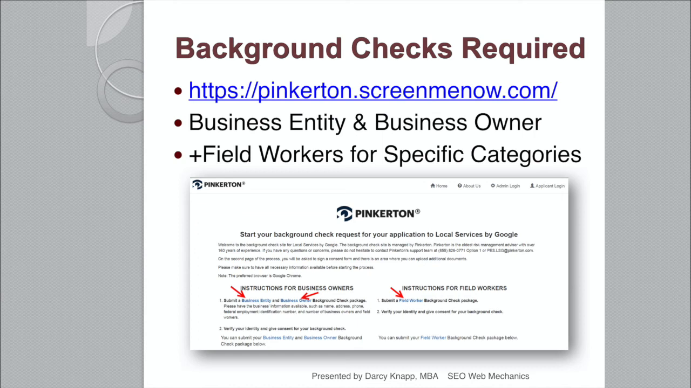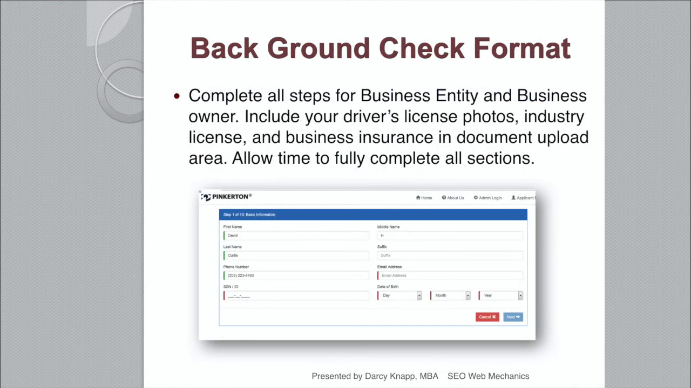You will need to complete both the business entity and business owner sections, and if you have field workers, they'll each need to complete a field workers background check section. You'll complete all of the steps in the background check system, and when you're done, the background check will get emailed to Google, and Google will process you generally in 2 to 3 business days with Pinkerton.